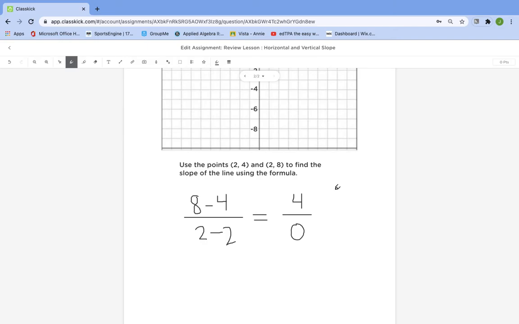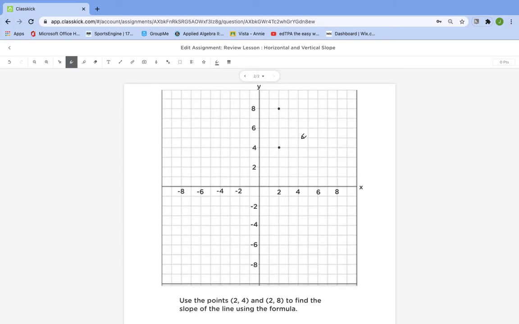But this does not mean that our slope is 0. When we have any number over 0, so our 0 is in the denominator, we actually don't have a slope. We have a line, but all that we can say about it is that it goes from down to up, up to down, top to bottom, whatever you want to call it.